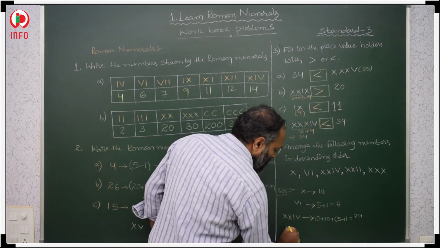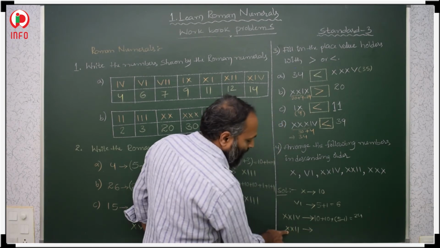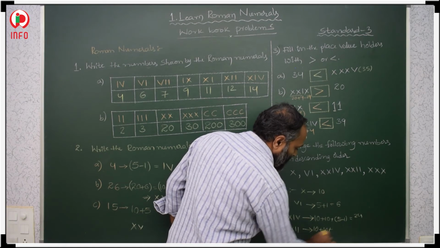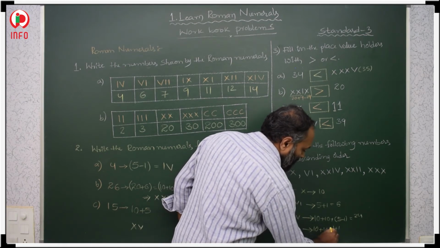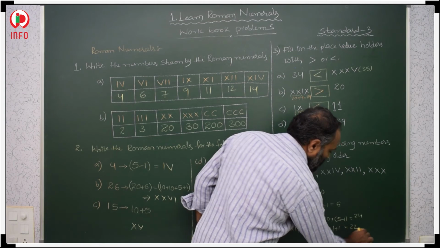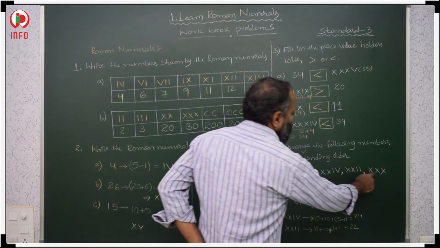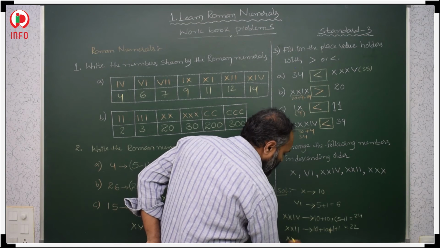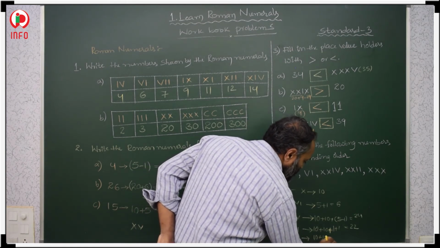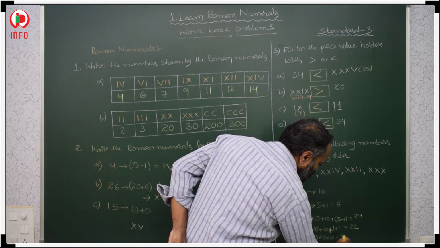Then X, X, I, I. Repeated Roman numeral means add 10 plus 10, 20, and I, I means 1 plus 1. 10 plus 10, 20, 21, 22. Then X, X, X, repeated Roman numeral, add 10 plus 10 plus 10. 10 plus 10, 20, 20 plus 10, 30.